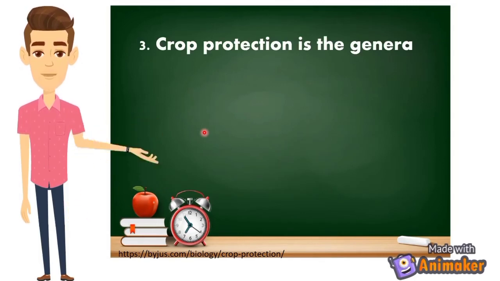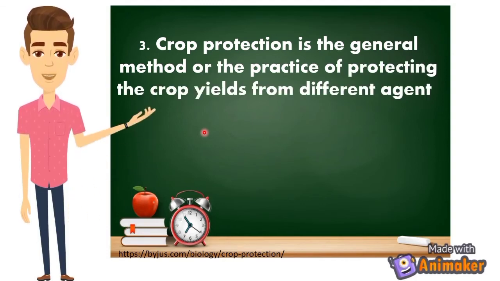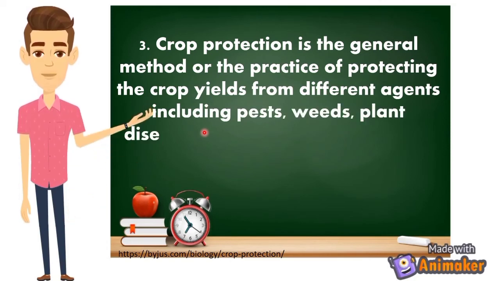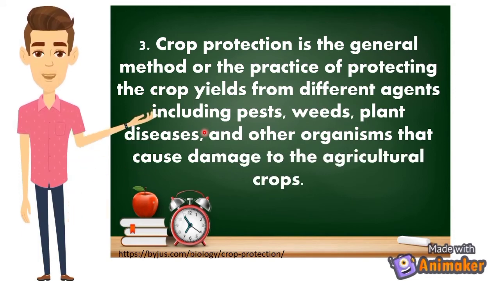So crop protection. So it is the general method or the practice of protecting the crop yields from different agents including pests, weeds, plant diseases, and other organisms that cause damage to the agricultural crops. So take note that crop protection, ito ay yung sinasabi natin na pag-apply ng mga pesticides, insecticides para at least we protect our plants from any damage. Kasi pag halaman talaga, yung iba nakikita mo na kinakain na yung mga dahon ng pechay, binubutas na yung bunga ng talong. So we need to protect our crops from those pests and diseases para at least mag-survive sila at makapag-produce sila na napakaraming bunga.